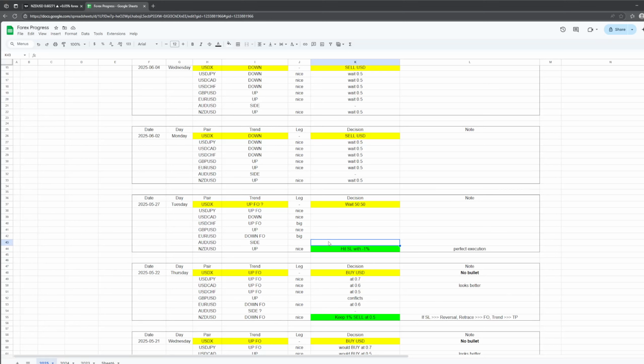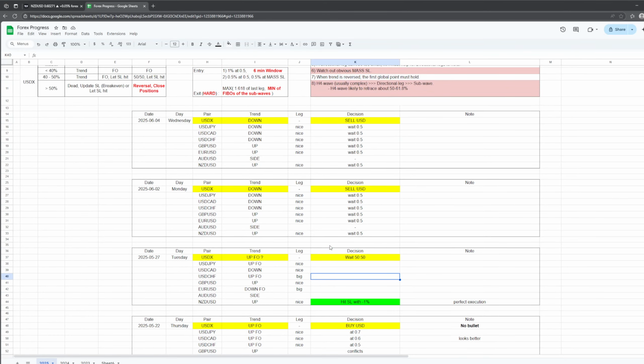Then the trend reversed. My New Zealand dollar USD trade hit the stop loss. That is totally fine. That was the calculated risk. Since then the trend has reversed and we are looking for an opportunity to sell USD, which is still a perfect execution of my trading system. And let's just wait until the market retraces into a good zone.